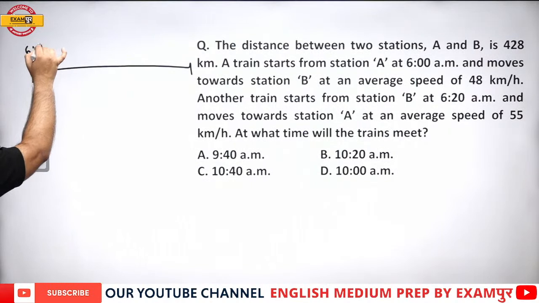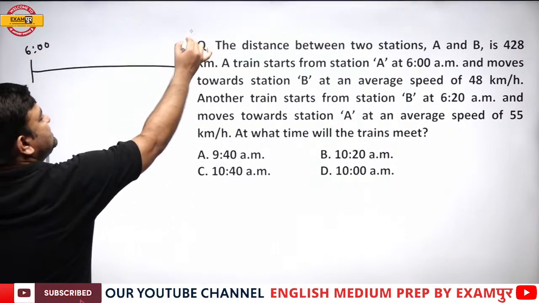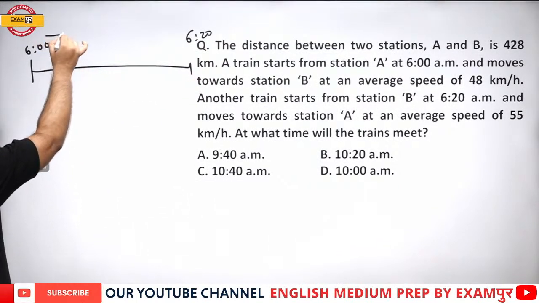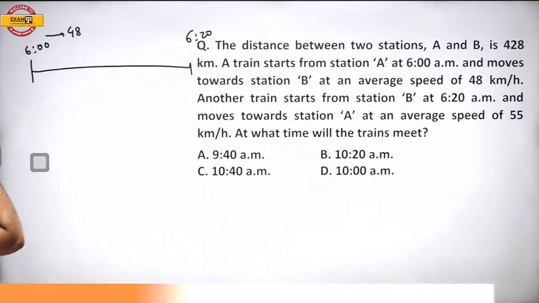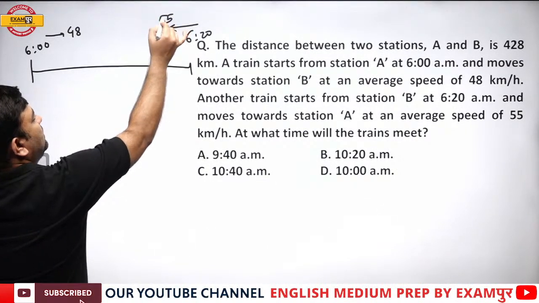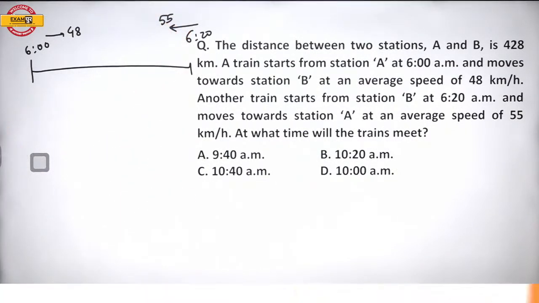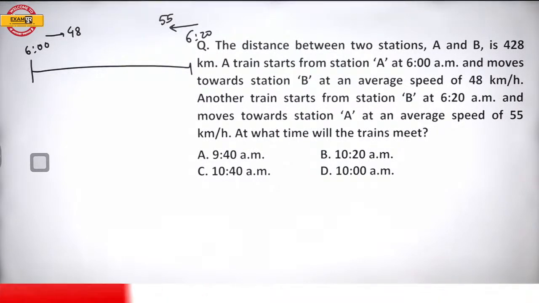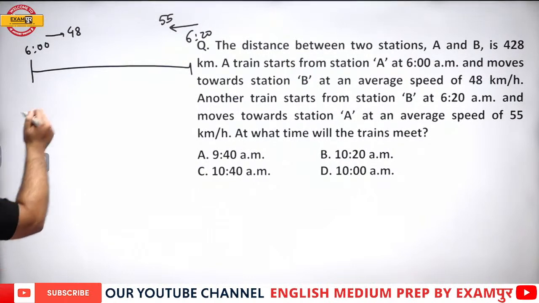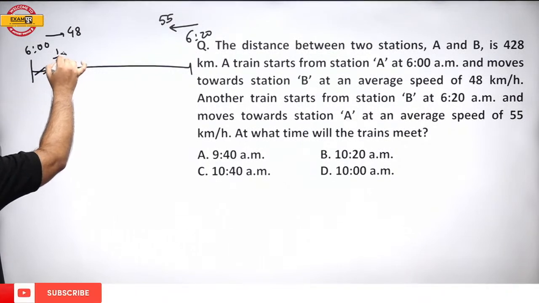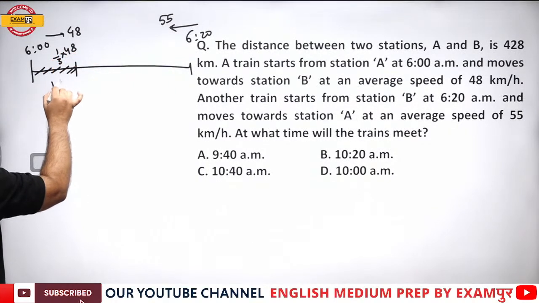It starts from 6 a.m. It starts at 6:20 a.m. Moving with the speed of 48 and moving with the speed of 55. Okay, it traveled for how much? 20 minutes. It traveled for 20 minutes. 20 minutes is 1/3 hour. How much distance traveled? 16 kilometer distance traveled.